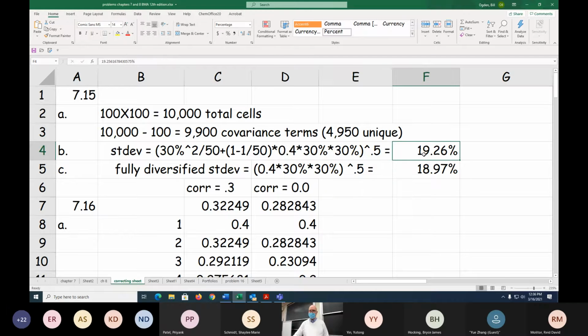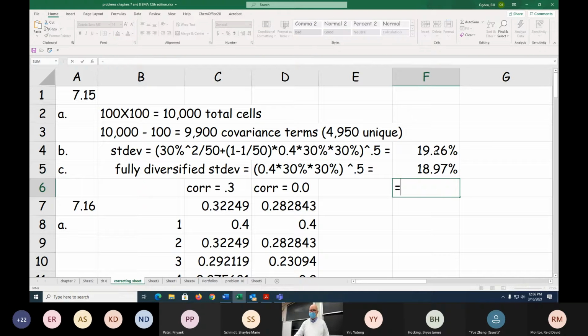So how far away are we from fully diversified? Well, with 50 stocks, you have another 0.28% to go, don't you? That's not bad, is it? So as a personal investor, if you had 50 stocks in your portfolio, you would be just about as well off as a huge mutual fund as far as diversification, wouldn't you?